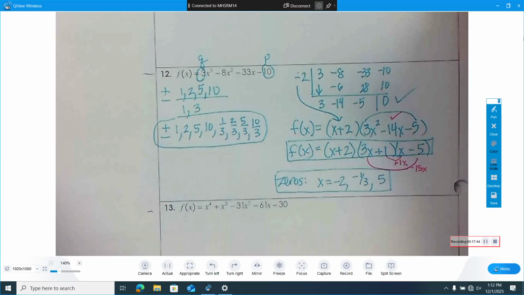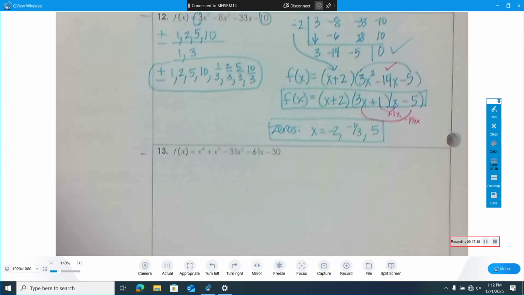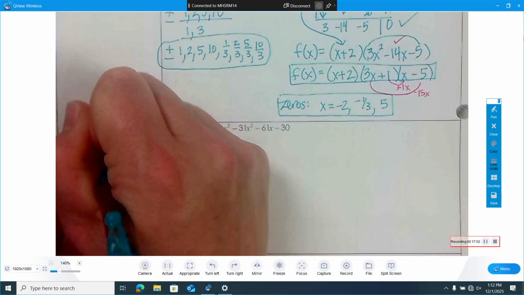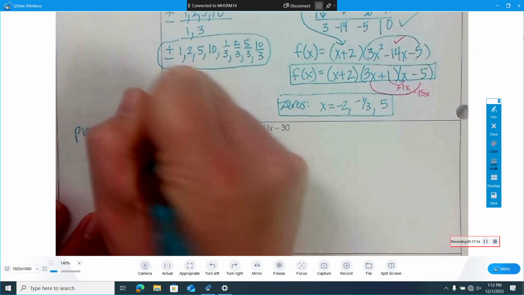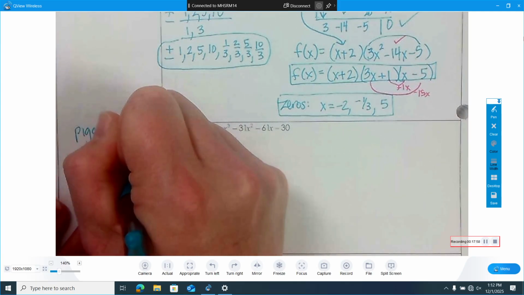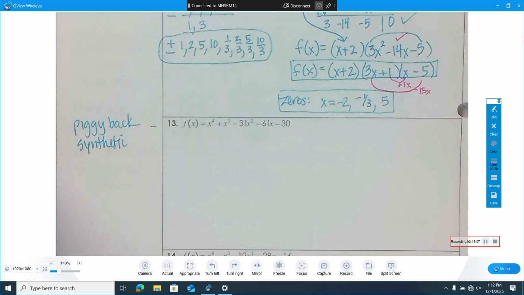All right, number 13. We got to do something called piggyback. It's not really called that. I call it that. Piggyback synthetic. You'll notice, because this is an x to the 4th power, so it's a higher degree. It's going to be a little bit harder.